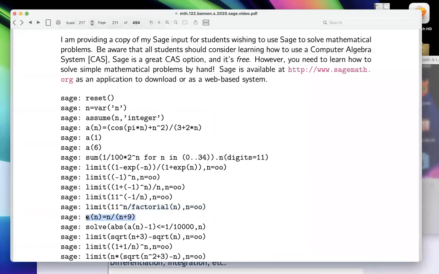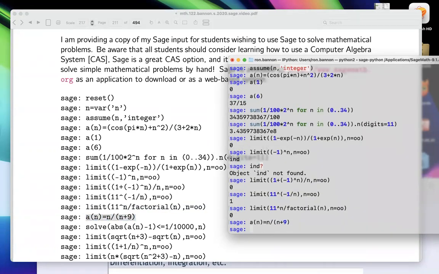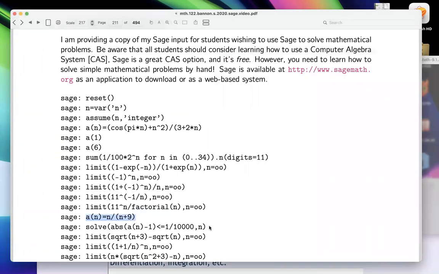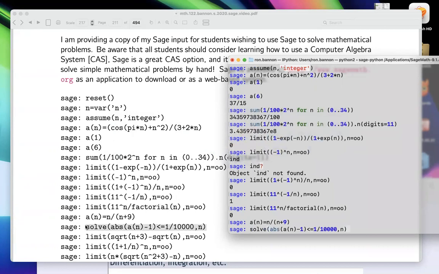This is a function now, a_n. Yep, I'm copy pasting. I'm going to do this one over here. And this has something to do with what we've done. Let me tell you what it says. It says solve. What's it solving? It says the absolute value of a_n minus 1, right? And we know what a_n is, less than or equal to 1/1000th for n. All right, let's see what it gives us.